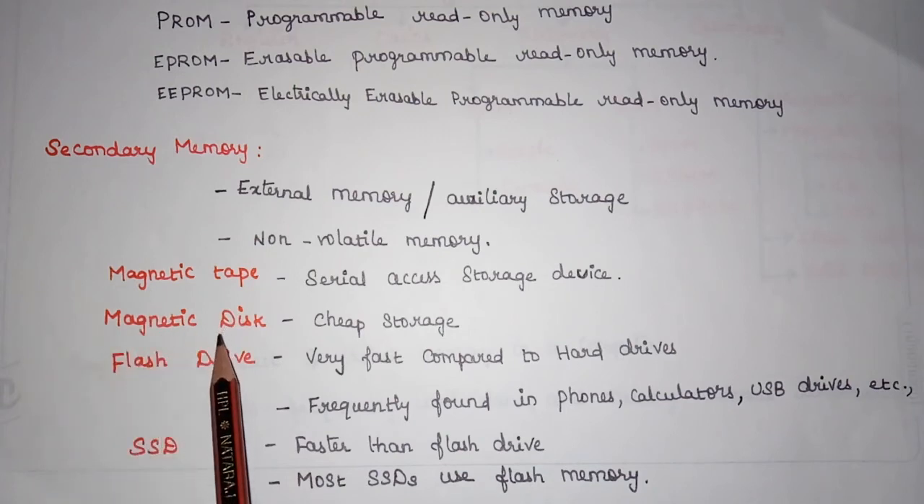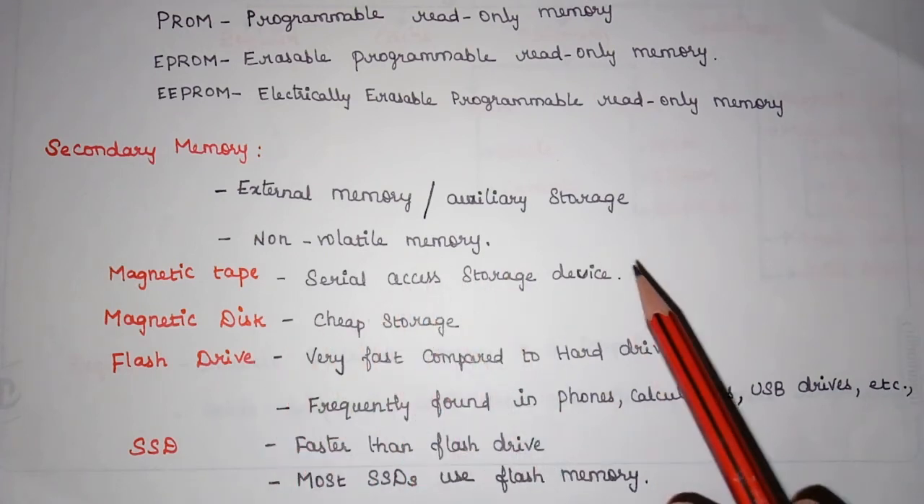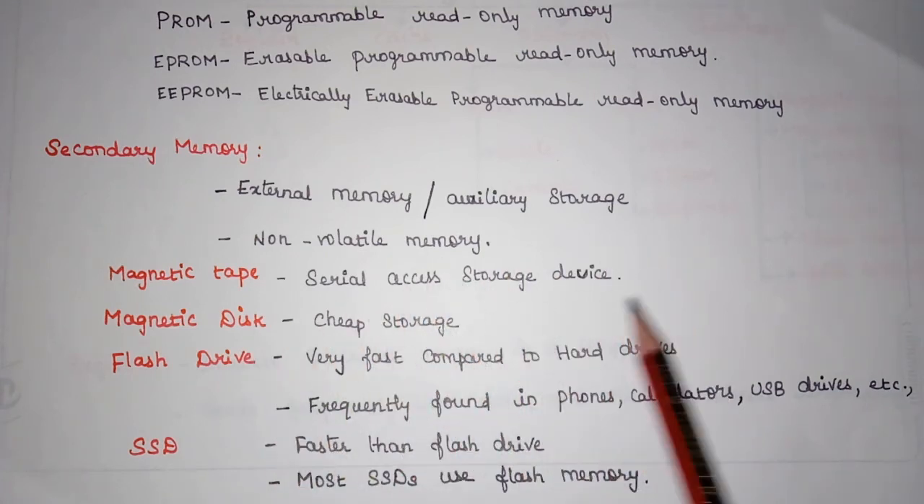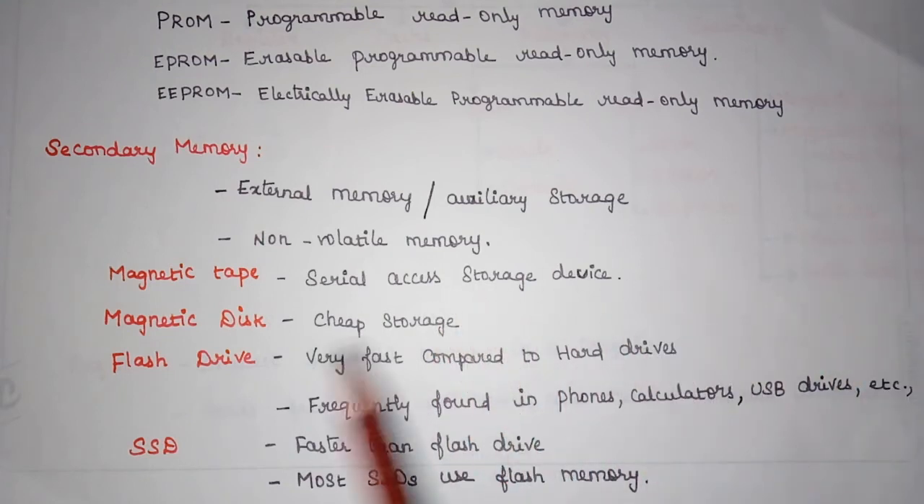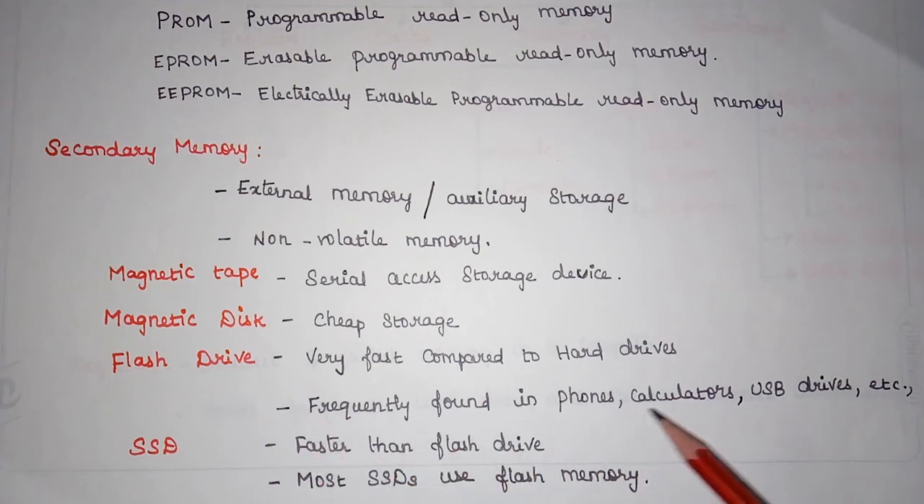So that is what the magnetic tape is. Then coming to magnetic disk, it is a cheap storage, and with this disk we can access the information randomly. There is no need to follow any sequential order here. Then coming to flash drive, this is the fastest memory compared to hard drives, and flash drives are frequently found in devices like phones, calculators, USB drives. In all our phones the flash drive is used for memory. And coming to SSD, SSD stands for solid state drive, and it is faster than the flash drive. Most SSDs use flash memory.